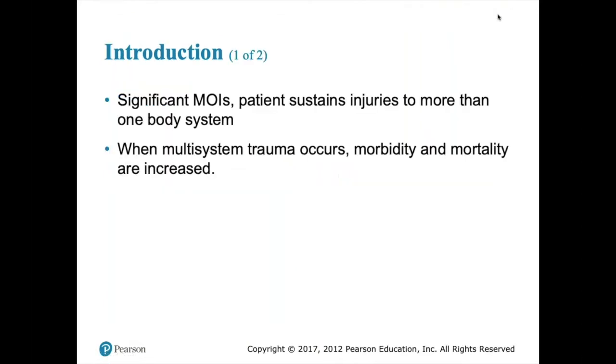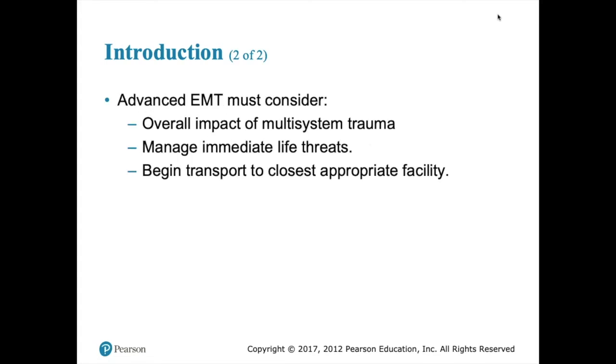All right, so we look at a definition first. One or more significant injuries to one or more body systems. And when we add that one or more, we start to talk about increased mortality. We need to look at the overall impact of this trauma on the patient. First and foremost, life threats.